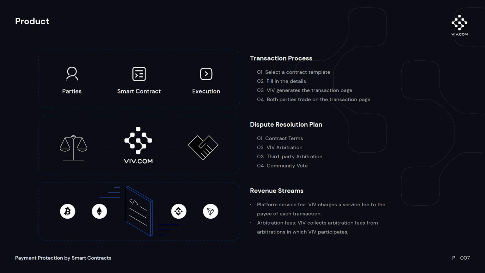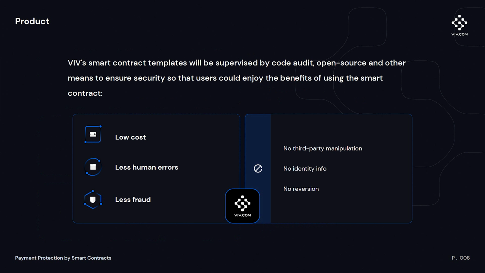The income of VIV platform consists of the service fee which VIV charges on the pay of each transaction, and the arbitration fees VIV collects from arbitrations in which VIV participates. VIV's smart contract templates will be supervised by code audit, open source, and other means to ensure security, so that users can enjoy the benefits of using smart contracts by spending less money, including substantially less human error and fraud. Users will have no worries as there is neither third-party manipulation nor identity information required, and the transaction is irreversible once the smart contract is generated.